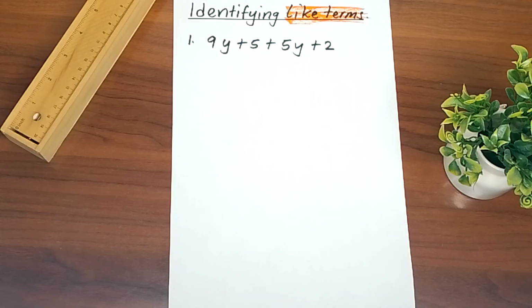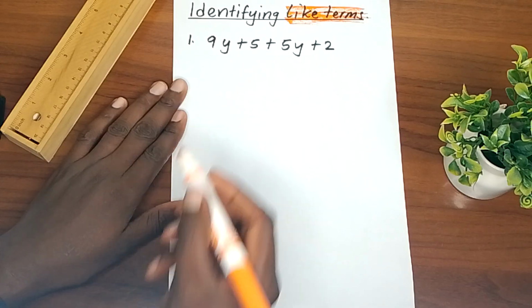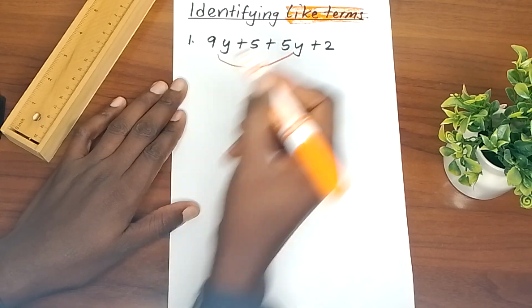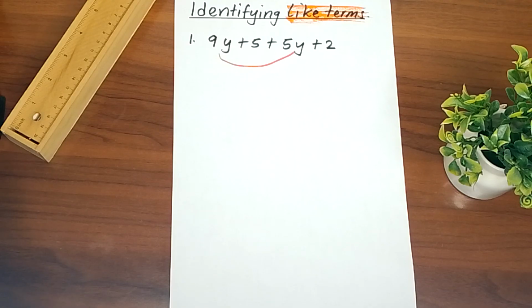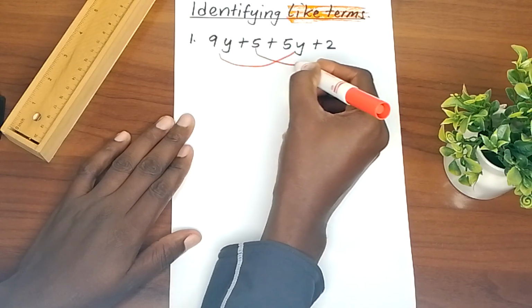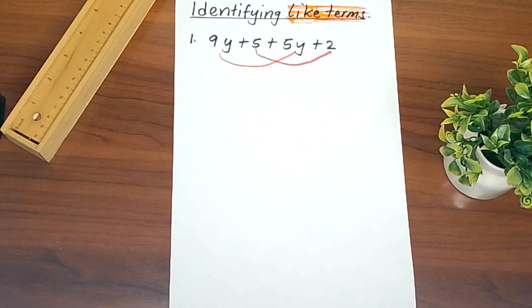Now, in this lesson, you are going to learn how to find like terms. When they say like terms, what do they mean? They mean the numbers that have something in common. For example, we see 9y and 5y. Both these numbers have a variable, which is y. And 5 and 2 are also like terms. Why? Because they are numbers. They don't have any variable on them.